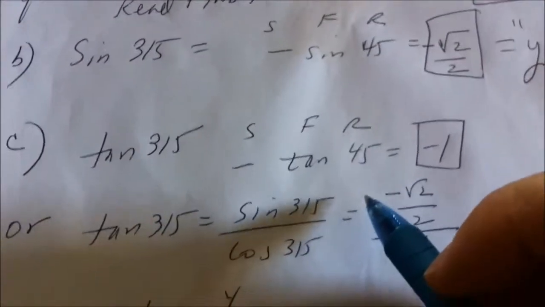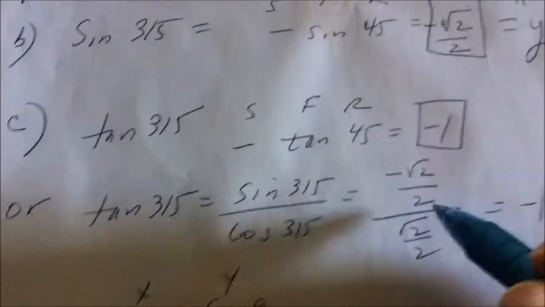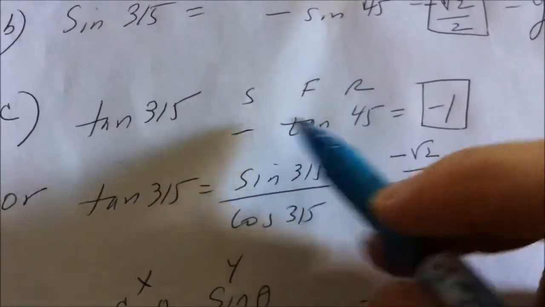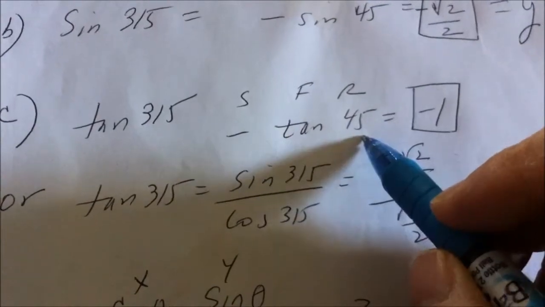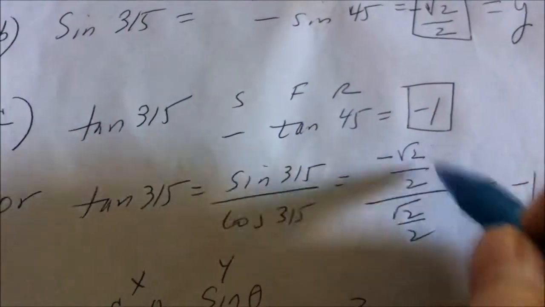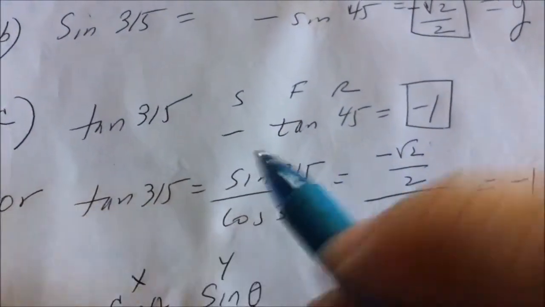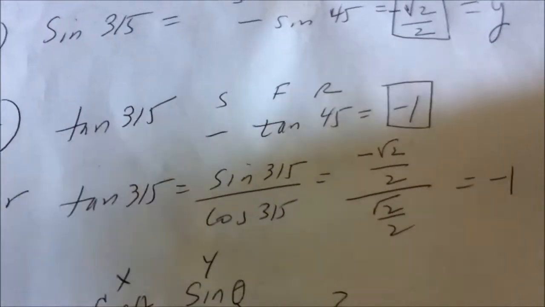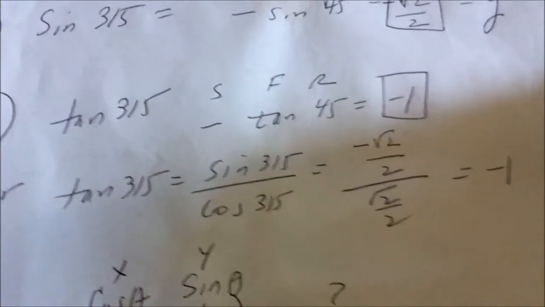Tangent is just sine divided by cosine. You could do it this way. You could have just done the tangent of 315, which is fourth quadrant negative, tangent 45, it's negative 1, or you could have expressed it as a quotient. So again, they probably would have asked you find x, and that has to be cosine, find y, and that has to be sine.